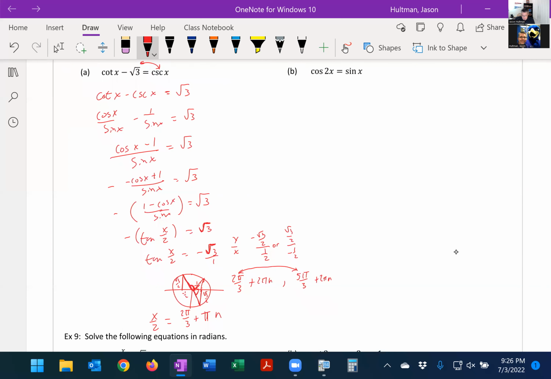Now that's just x over 2. What we need to find is, if that's x over 2, then what is x? So let's multiply both sides by 2, and distribute through the 2 here. That tells me that x is equal to 4 pi over 3 plus 2 pi n. And so that's my answer.